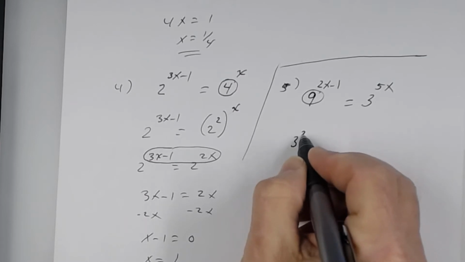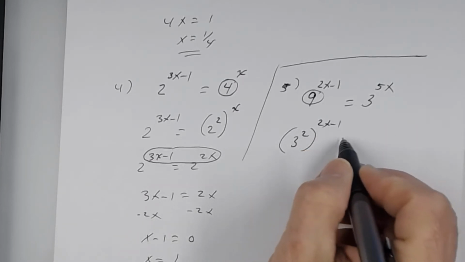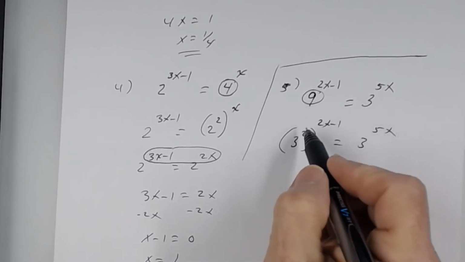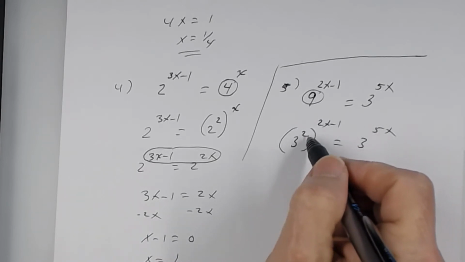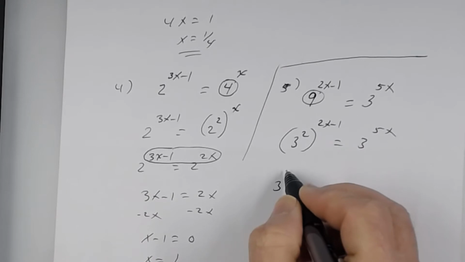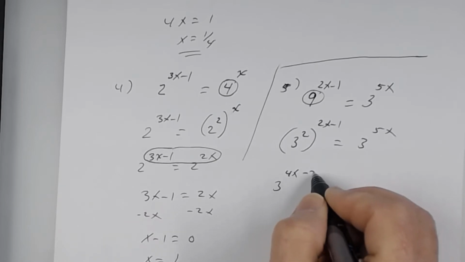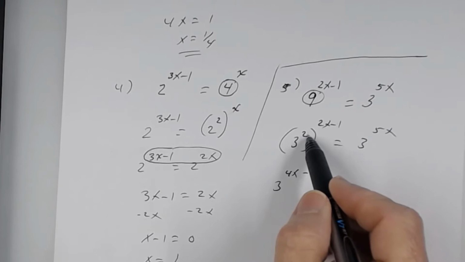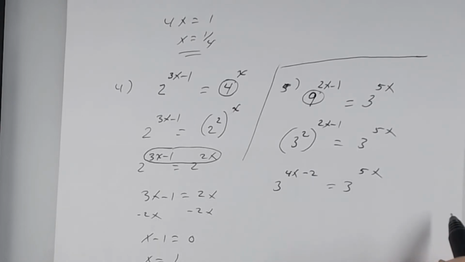So they become 3 squared, all raised to what power, though? 2x minus 1 equals 3 to the 5x. Now, remember, you have a power raised to a power, so you've got to be careful. 2x minus 1 has to be multiplied by 2. So that's 3 to the what? Now, I'm going to see if you get careful. 4x, that's true. What else? Minus 2, very good. Remember, everything up here has been multiplied by this 2. Equals 3 to the 5x.